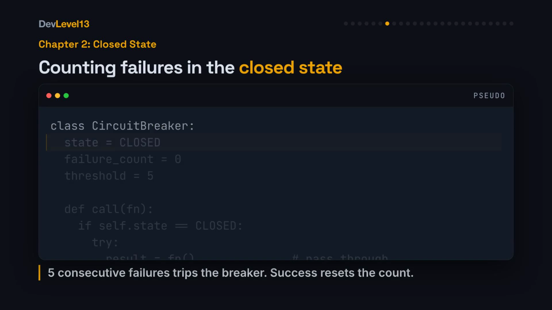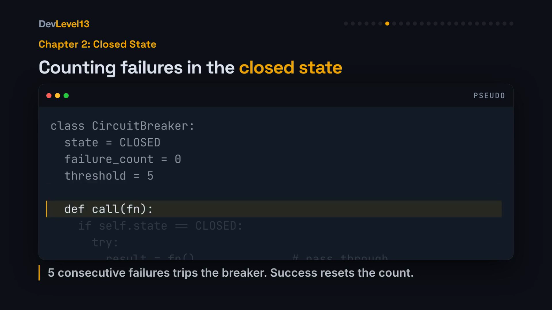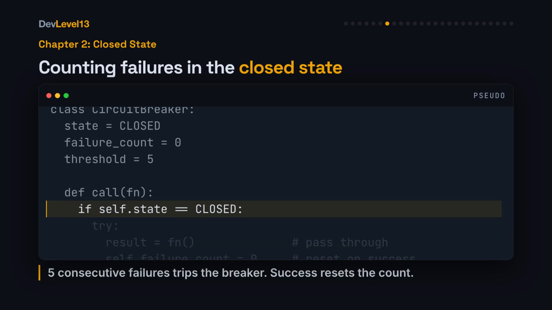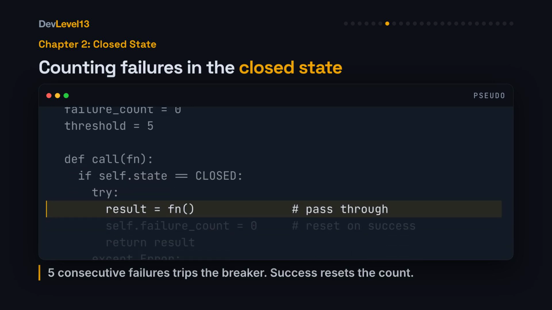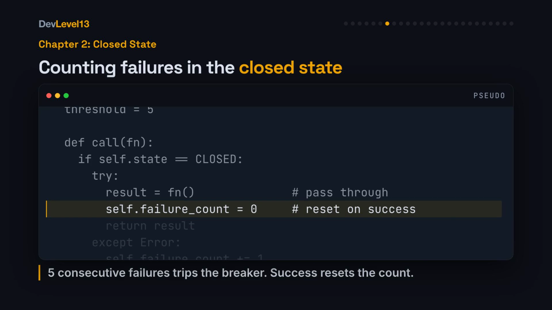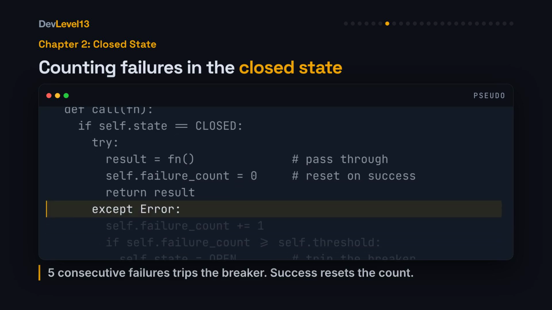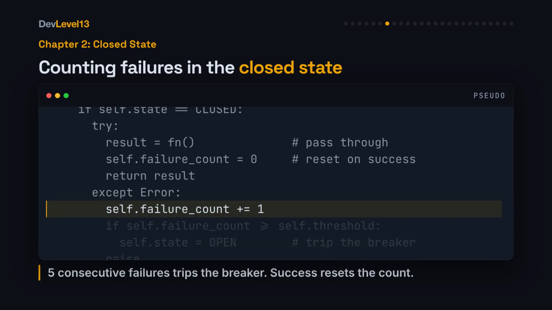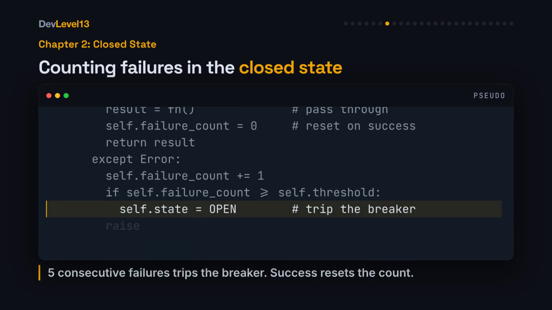Here is the core logic for the closed state. Every successful call resets the failure count. Every failure increments it. Once failures hit the threshold, in this case 5, the circuit trips to open. This is a simple consecutive failure implementation. We will look at more sophisticated threshold strategies later.